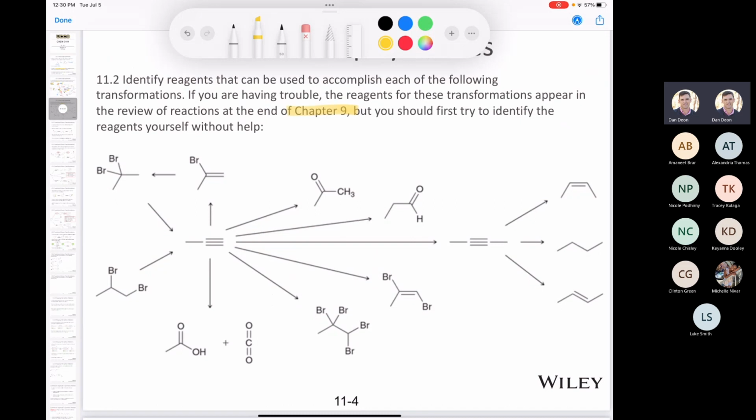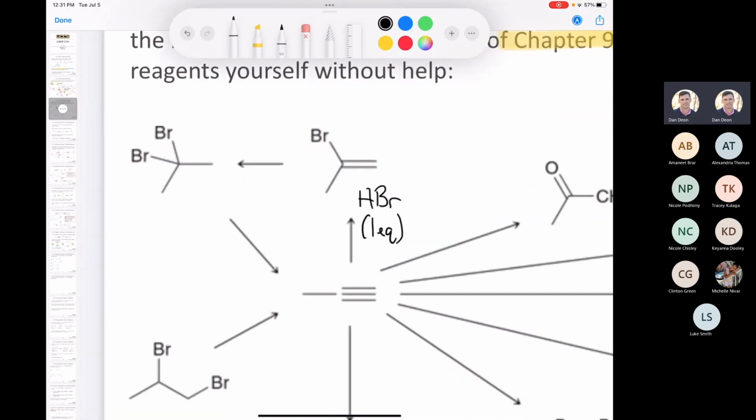And yeah, it says first you should try to identify the reagents yourself without any help. Well, let's see here. There's a bunch of places we could start. Why don't we start here? If you're taking propyne and you want to add HBr across it, all you need is HBr, really, nothing more than that. But I would be cautious, and I would write HBr, and then I'd put just one equivalent. So everybody knows I only added one molecule of HBr.